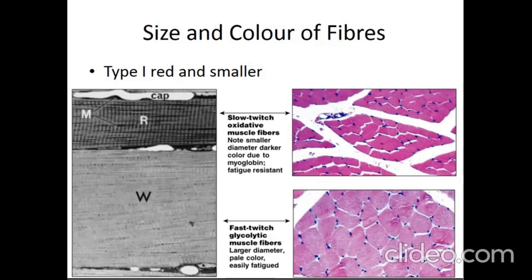So you probably heard about hemoglobin. This molecule is the oxygen carrier in the blood. So it looks red when bound to oxygen. And myoglobin is similar. It gives slow twitch fibers their red appearance. So they're more oxidative, which means that they have greater oxygen carrying capacity.